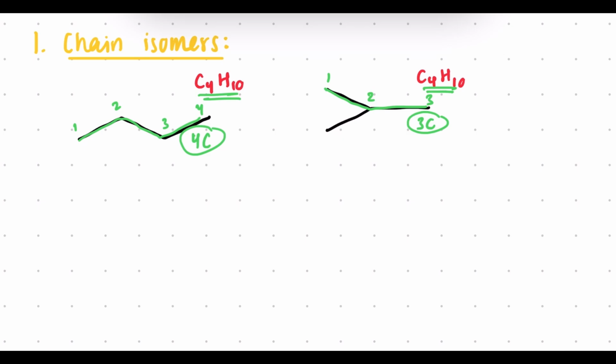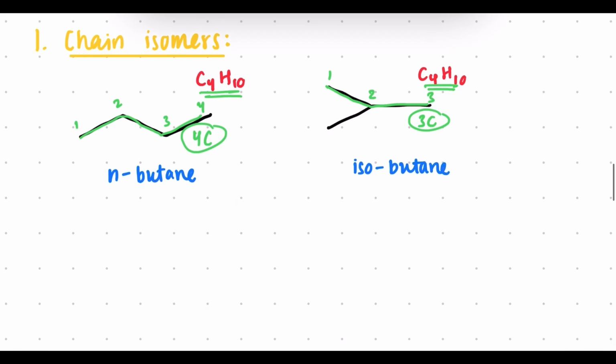Just a little heads up here, these are named differently. This is a common name, by the way: this is n-butane, and this is isobutane. And obviously you can give the IUPAC names by yourself. This would be butane, and this would be 2-methylpropane. So that's the chain isomers. Basically, all we have to do is look at the parent chain.